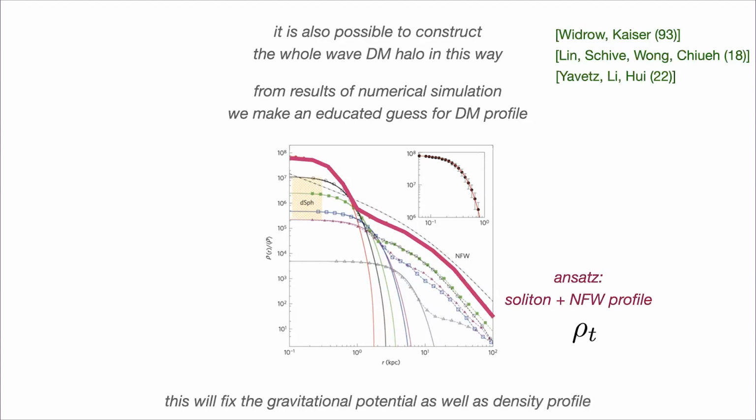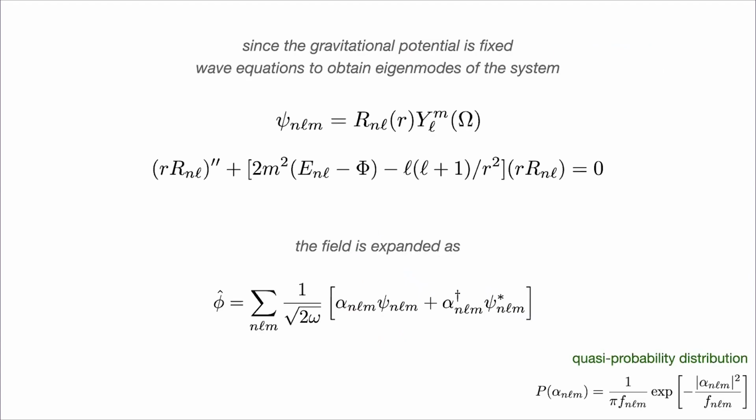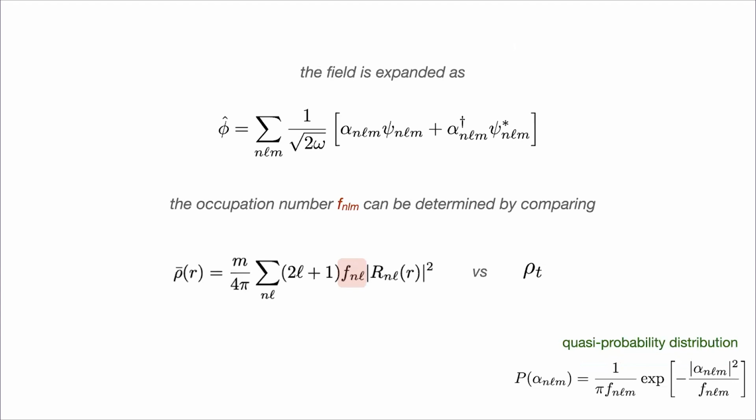Once we fix the density profile, we are basically fixing the gravitational potential. Once we fix the gravitational potential, we can easily solve the Schrödinger equation, and there will be a whole series of wave functions. By doing this expansion again, we can also construct the whole wave dark matter halo. Here, we haven't decided the occupation number. The way we can determine it is by calculating the mean density from this approach and comparing it to the target density profile that we impose as an ansatz. We can fix the occupation number this way.